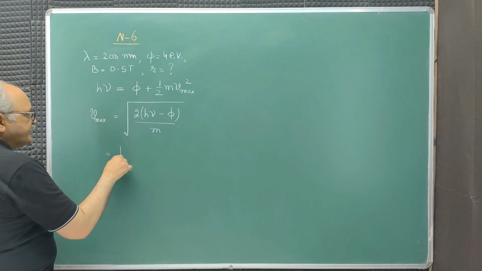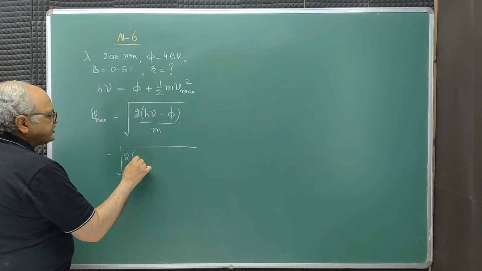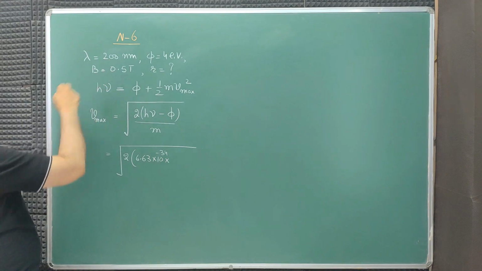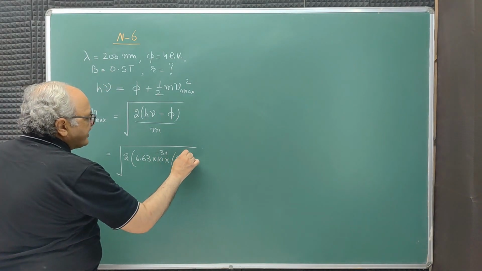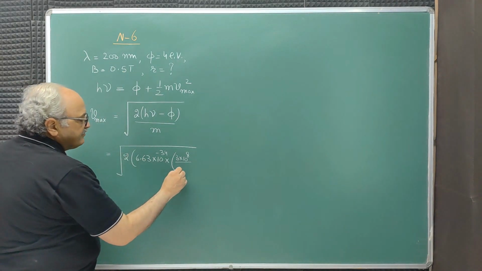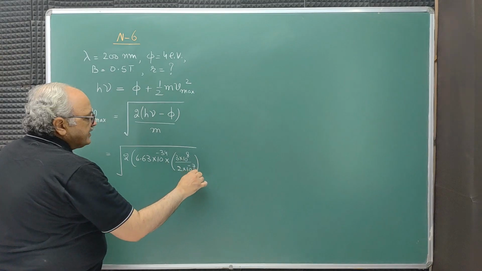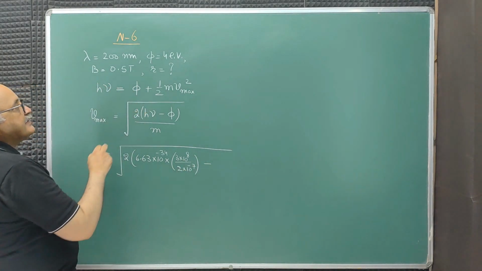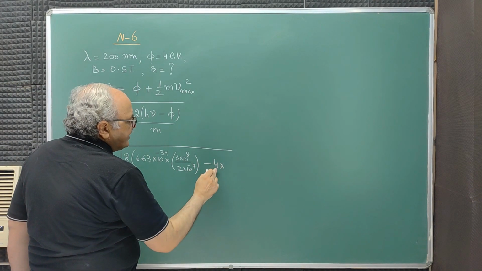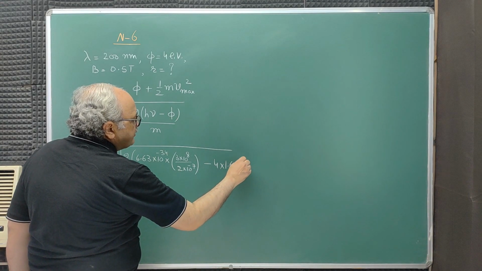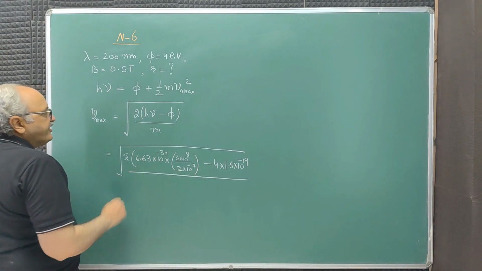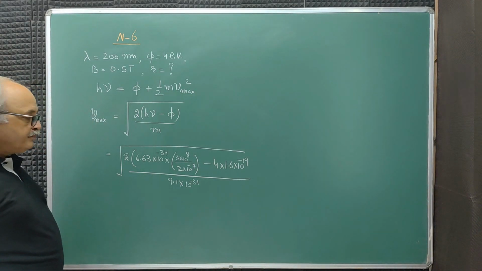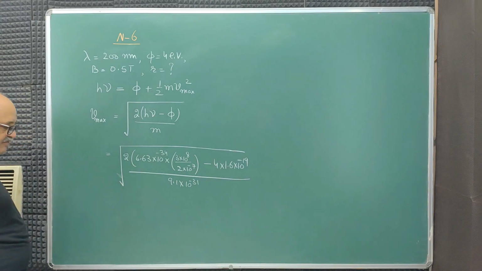Now if you put the values here, this is 2 times 6.63 into 10 to the power minus 34 multiplied by the frequency. The frequency can be written as 3 into 10 to the power 8, that is c, divided by the wavelength, which is 2 into 10 to the power minus 7. I have converted from nanometer to meter. Then the work function to be subtracted is given as 4 electron volt, so one has to write this as 4 multiplied by 1.6 into 10 to the power minus 19, and then the whole of it is to be divided by the mass of the electron, which is 9.1 into 10 to the power minus 31 kg. Then you take the square root of it to find the maximum velocity.